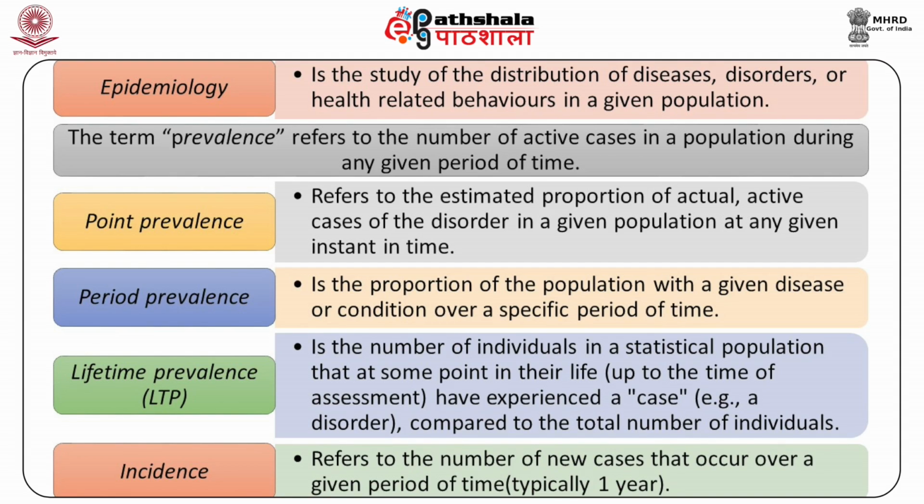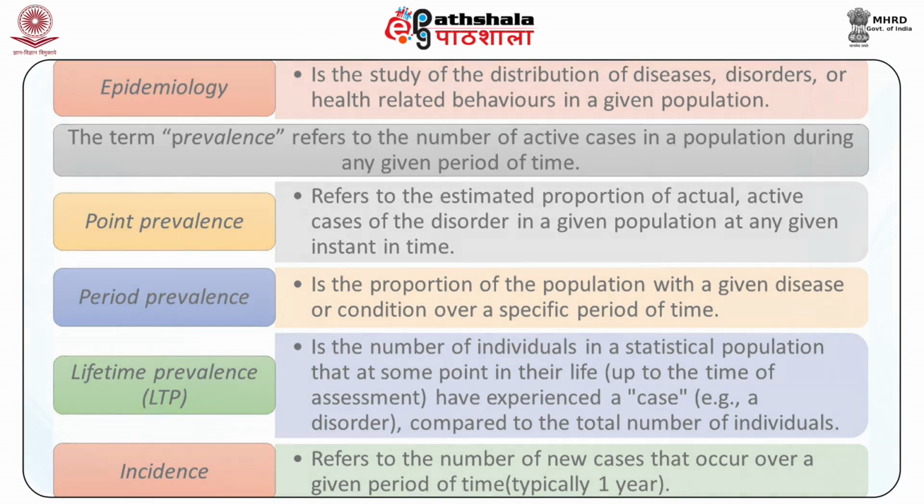Period prevalence is the proportion of the population with a given disease or condition over a specific period of time. Lifetime prevalence is the number of individuals in a statistical population that at some point in their life up to the time of assessment have experienced a case, for example a disorder, compared to the total number of individuals. For example, it is expressed as a ratio or percentage. Incidence refers to the number of cases that occur over a given period of time.